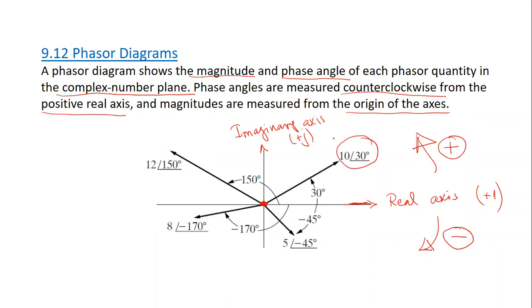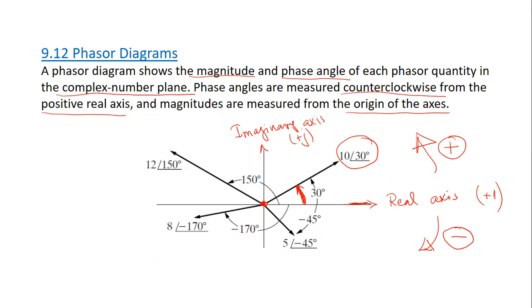So let's start with this phasor. This phasor is given as 10 at angle 30. So first of all, angle 30 is positive. So I need to measure the positive angle in the counterclockwise direction, starting from the real axis. So here is the real axis, and now I measure in this direction 30 degrees. So this angle is 30 degrees. And as you see, I measure it from the real axis in the counterclockwise direction because it is a positive angle.